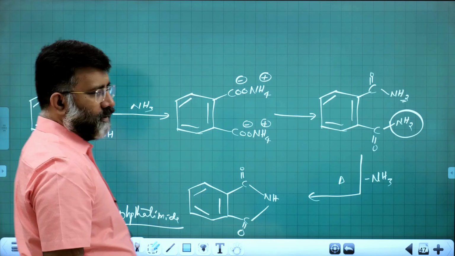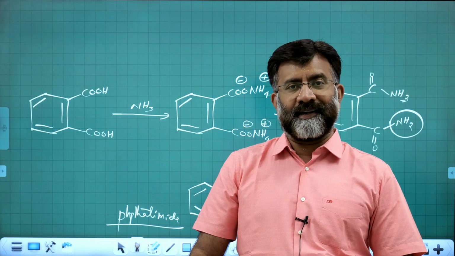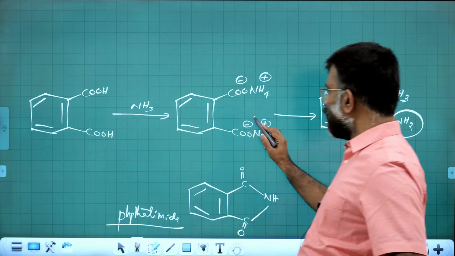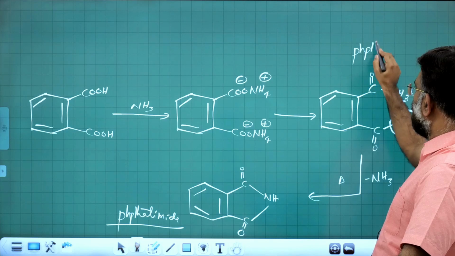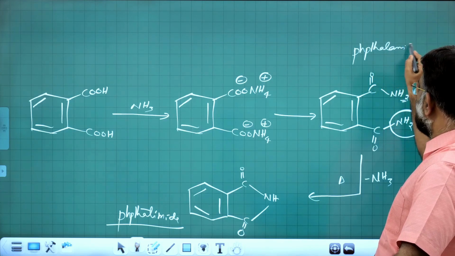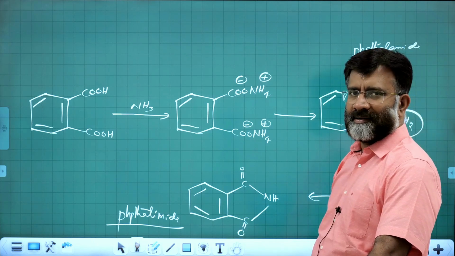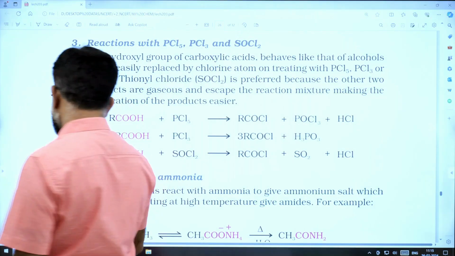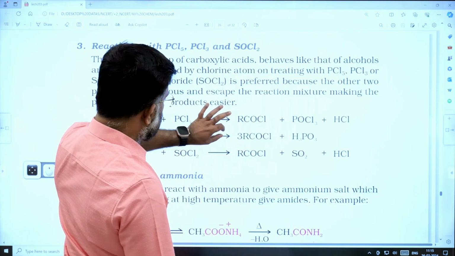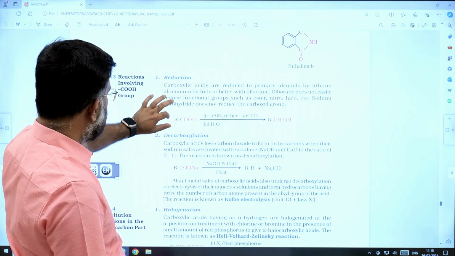That is another important reaction pertaining to phthalic acid reacting with ammonia. First you get ammonium phthalate, then you get phthalamide. This is called phthalamide. Phthalamide on strong heating gives phthalimide. Like that. So all those reactions are explained here.